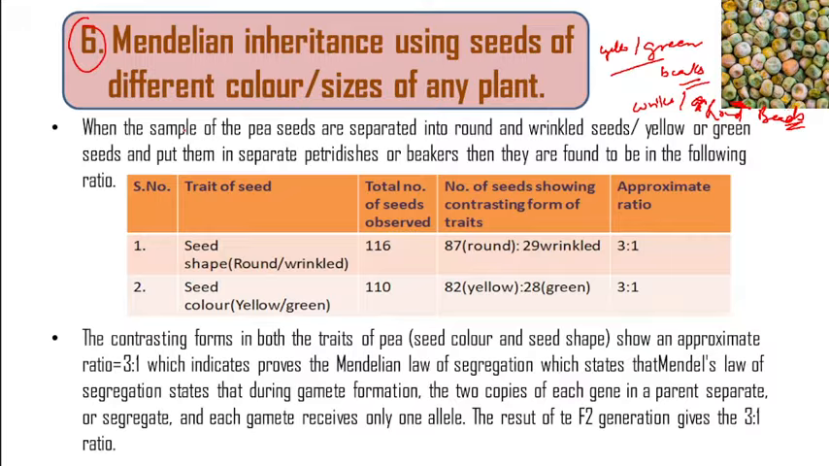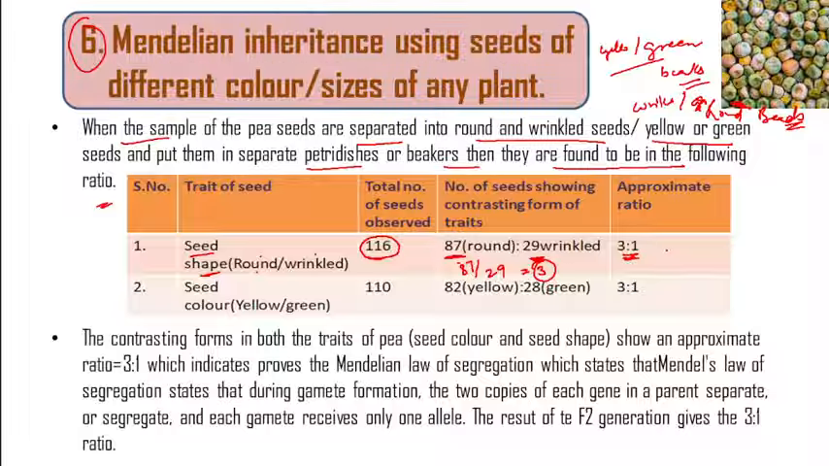Okay, and how are you going to write it? When the sample of the pea seeds are separated into round and wrinkled seeds, or yellow or green seeds, put them in separate petri dishes or beakers, then they are found to be in the following ratio. On the basis of the seed shape, you're going to identify them as round or wrinkled. You have to count the total number first, separate the round seeds and separate the wrinkled seeds. Then you're going to calculate the ratio. How will you calculate the ratio? 87 divided by 29. It comes out to be somewhere around 3. So the ratio is 3:1.